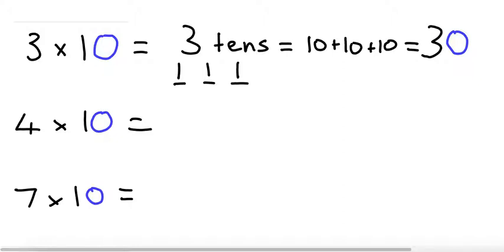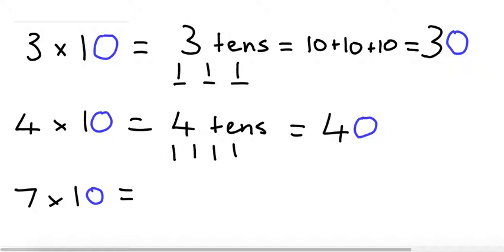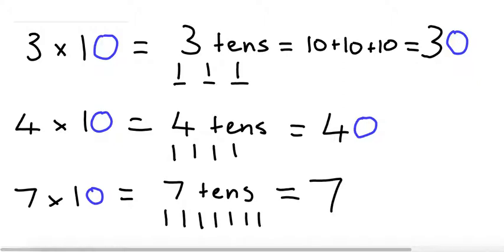Let's look at the second one. 4 times 10. So 4 times 10 is 4 tens. And 4 tens, 10, 20, 30, 40, is 40. 4 with a 0. Can you start to see a pattern happening? Let's look at the last one. 7 times 10. 7 times 10 is 7 lots of 10, 7 tens, which is 10, 20, 30, 40, 50, 60, 70. 7 with a 0 at the end.